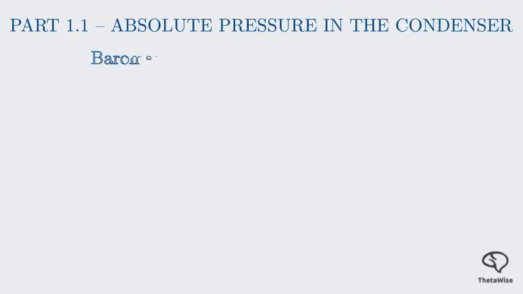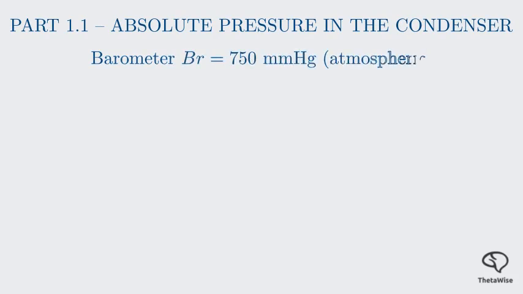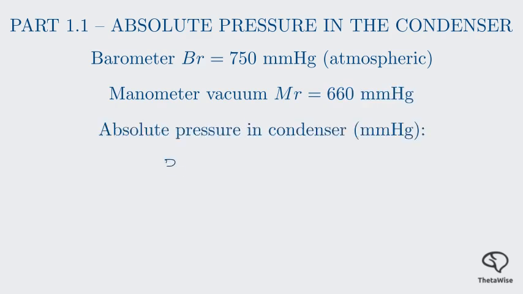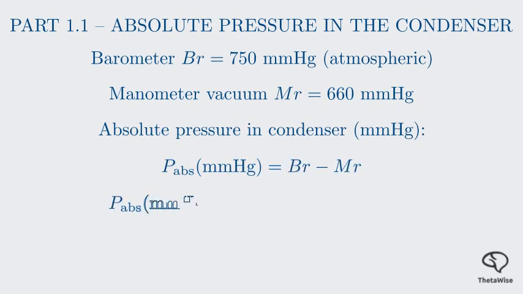We are given the barometer reading, which represents the atmospheric pressure, as 750 millimeters of mercury, and the manometer vacuum reading, which represents the vacuum in the condenser relative to atmospheric pressure, as 660 millimeters of mercury. To find the absolute pressure in the condenser, we subtract the vacuum pressure from the atmospheric pressure. So we substitute our values.